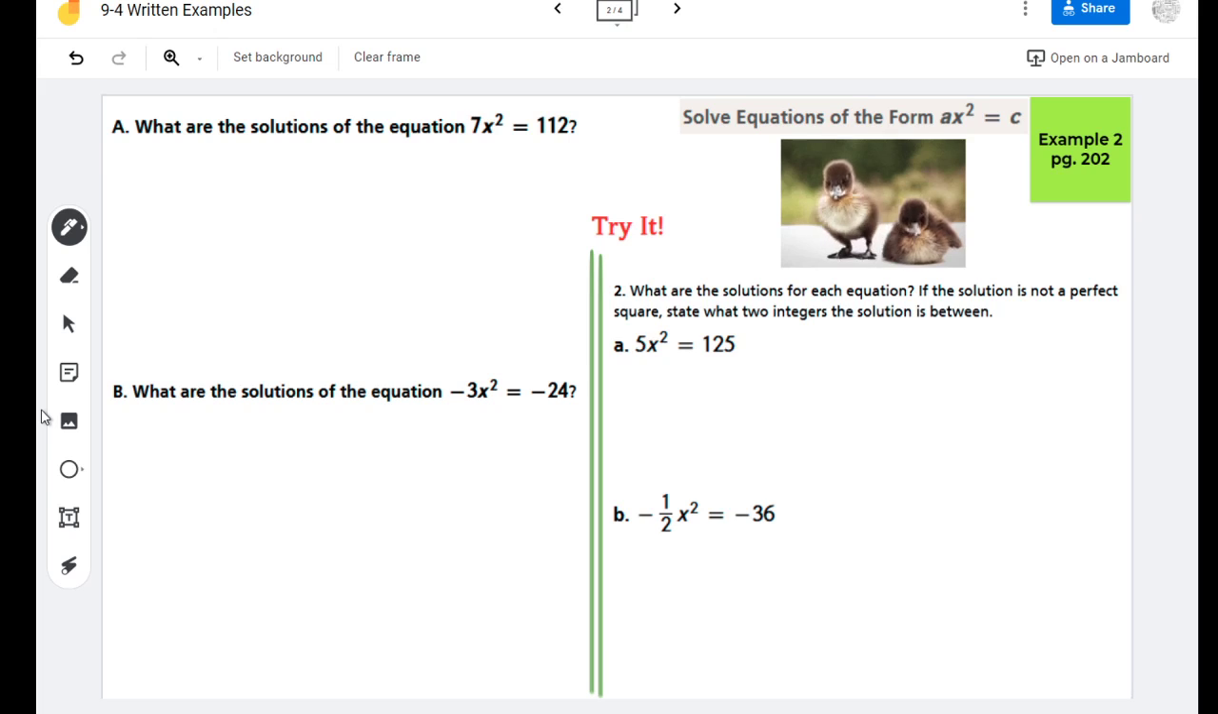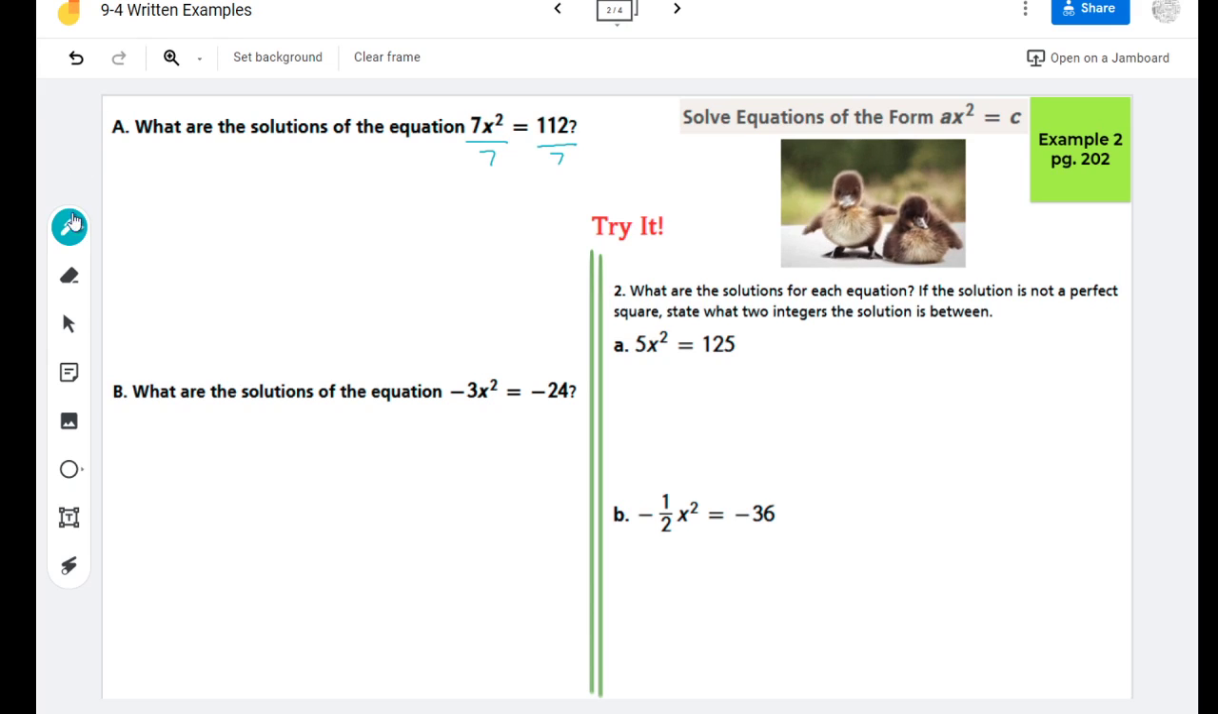The only thing that you need to remember is that before we can take a square root to get rid of a square, you have to get rid of the number in front of it. So in this case, because there's a number being multiplied to the x squared, we need to divide to isolate the square term. To start out with, I'm dividing both sides of my equation by 7.